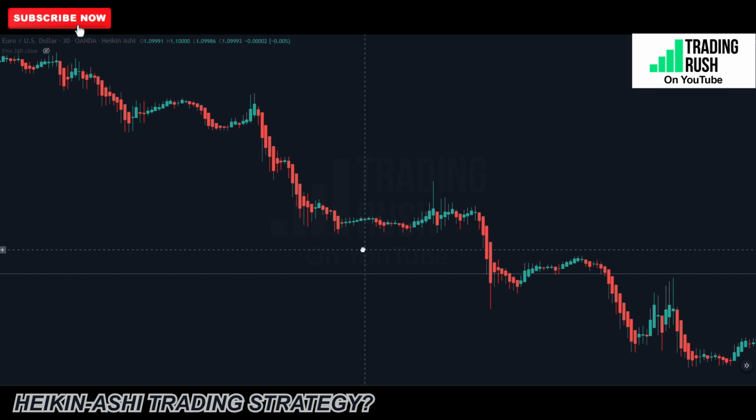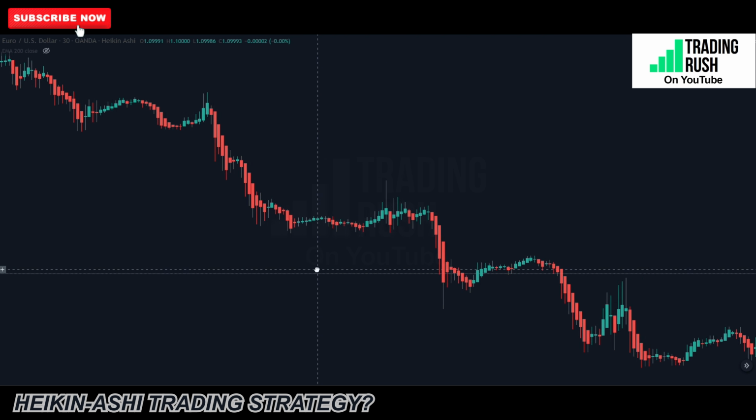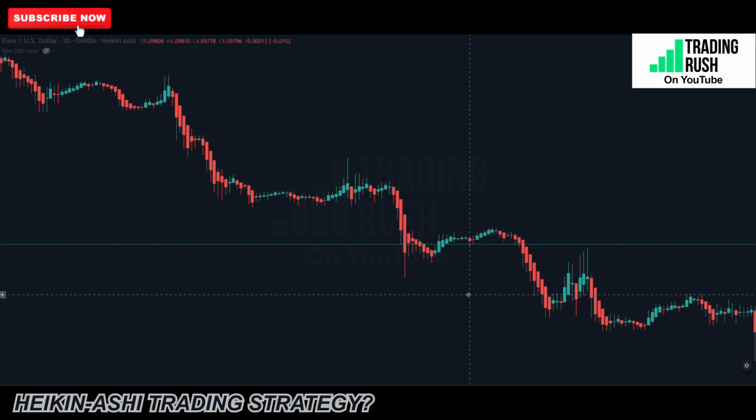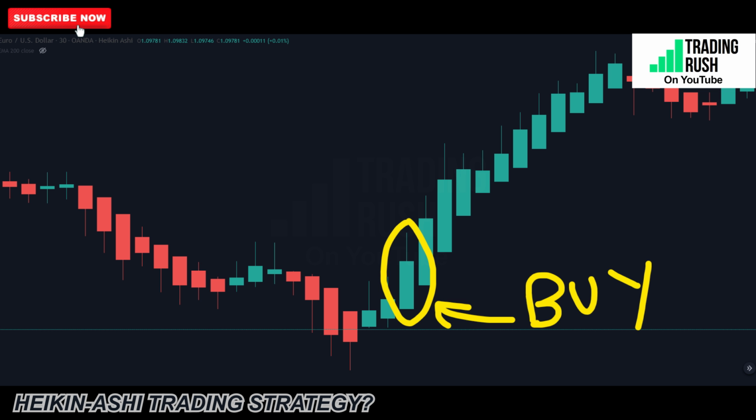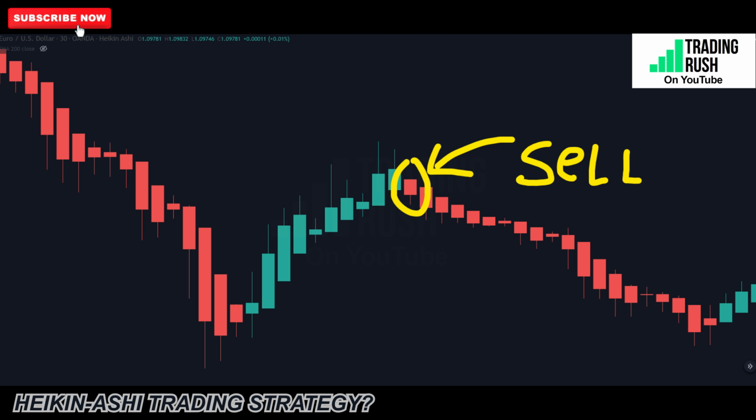Now there are different strategies around Heikin Ashi candles alone. The basic Heikin Ashi strategy is to buy when the Heikin Ashi gives a strong uptrend indication after a series of red candles, and sell when it gives the strong sell indication after a series of green candles.